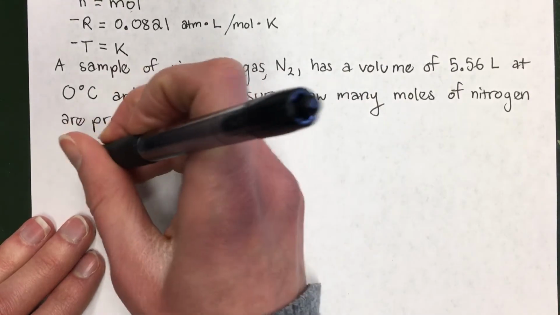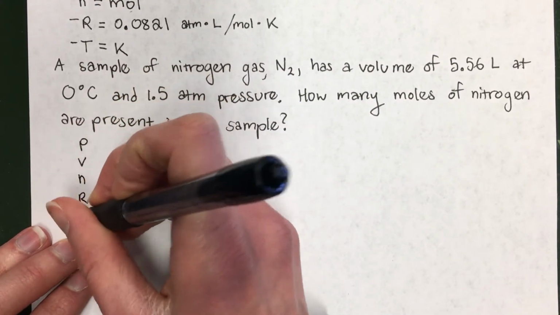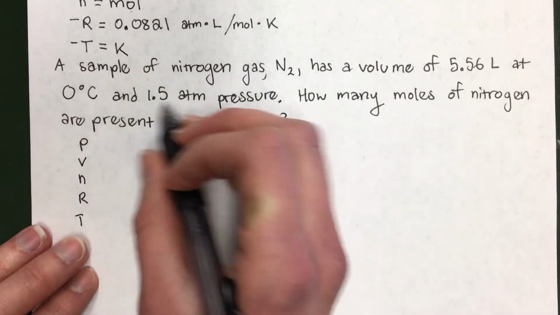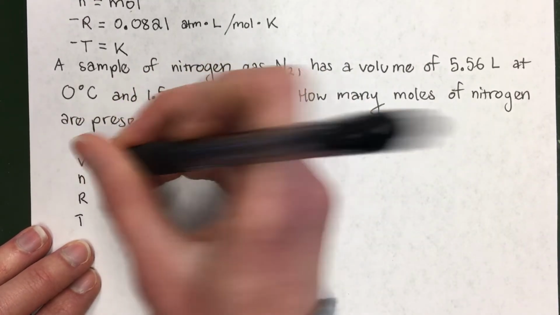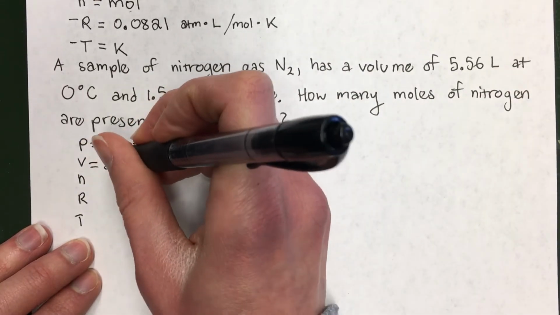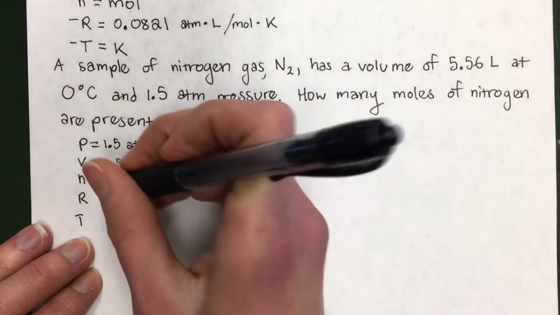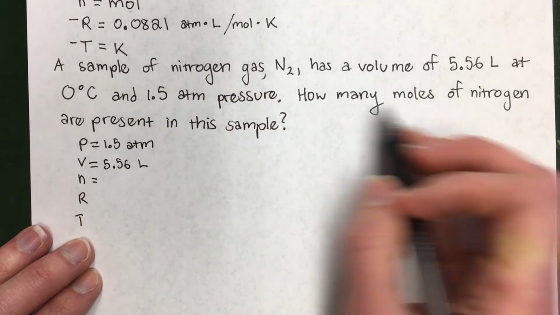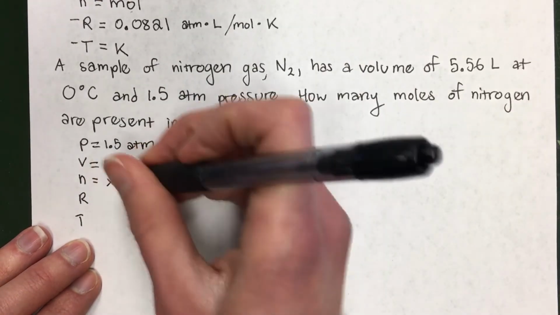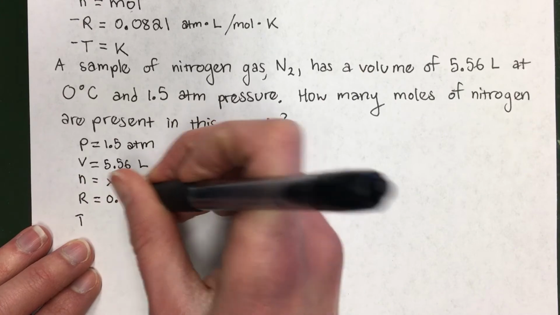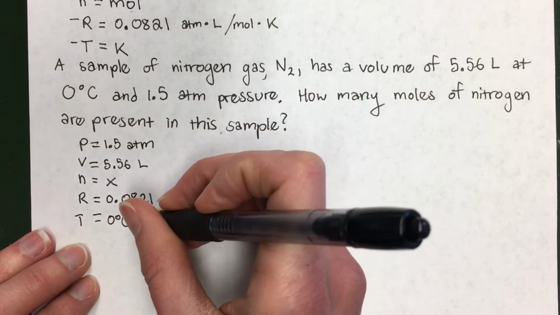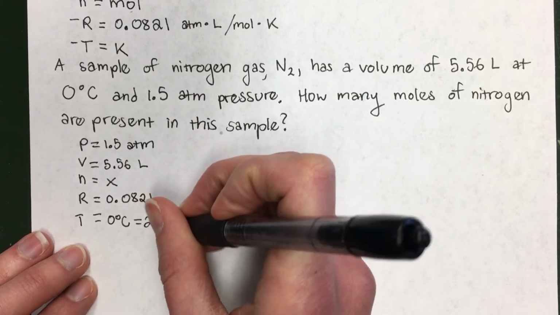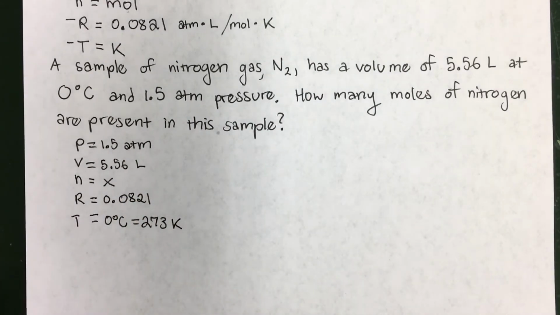So let's go through and figure out what we have here. So they gave us a pressure, it's 1.5 atm, and that's the correct unit, so we're good. They gave us a volume, 5.56 liters, so that's the correct unit, so we're good. N is what we're looking for. We're looking for number of moles, so that's going to be X. R is going to be that same number from before. And our temperature is 0 degrees Celsius, but I have to change that to Kelvin. So 273 Kelvin. All right, so now I've got this all figured out.